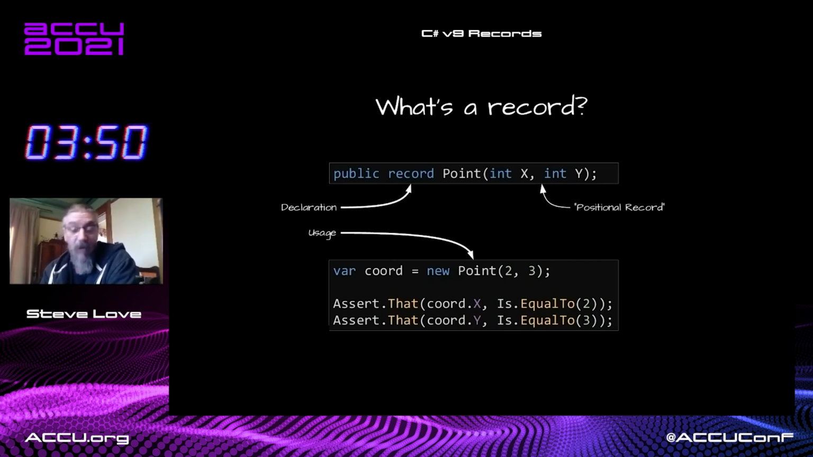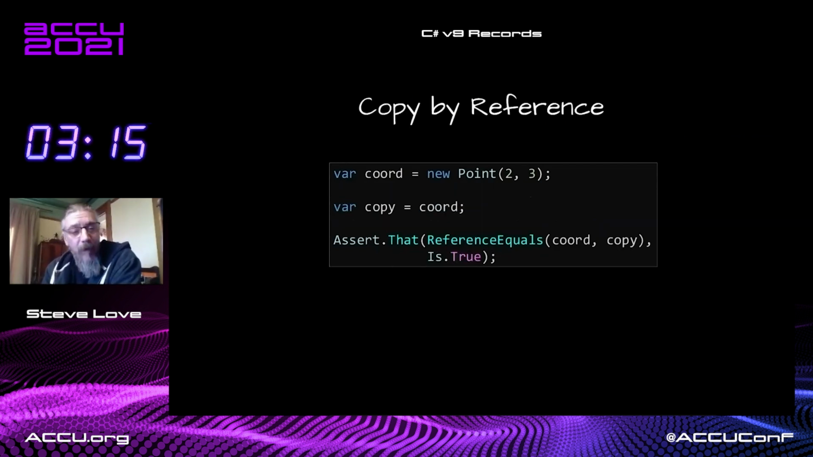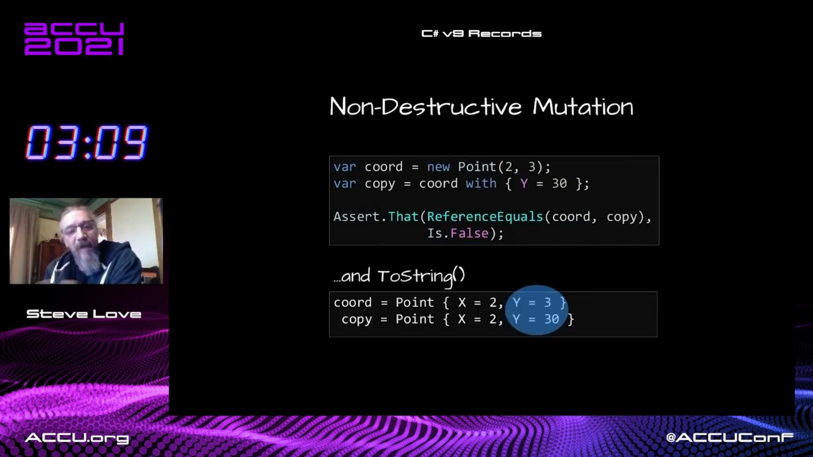So this simple one-line declaration obviously hides quite a lot of other stuff, including the fact that it performs value equality. What that means is that when we compare two instances with the double equals operator, or indeed the Equals method, it's comparing the content of the type rather than the identity. So again, we've got a test to show this, that the two record values we're comparing are in fact equal by value, but if we check whether they're equal by reference, that's false. But they do copy by reference, so when we assign one to another, we just get reference equality.